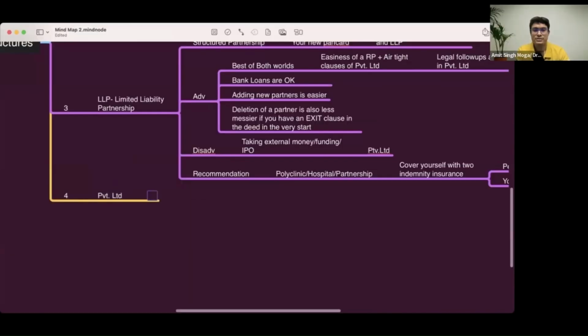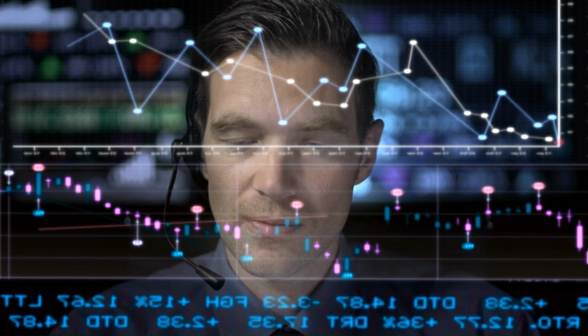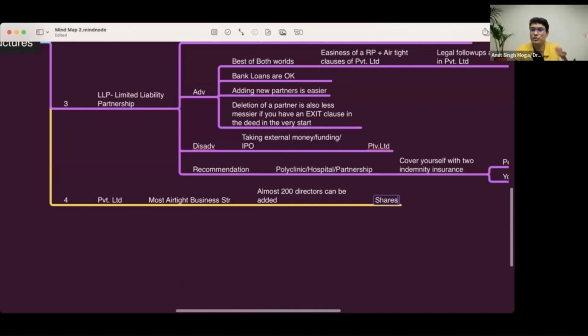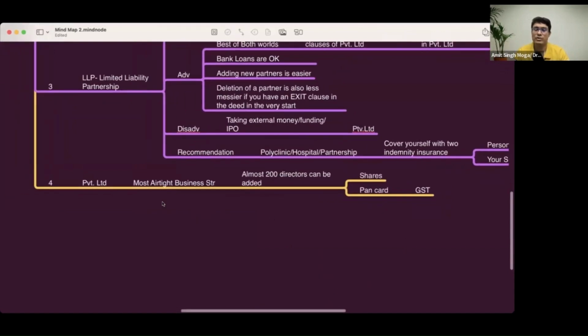Is your private limited, right? Private limited is the most airtight business structure. It gives you, I know, a maximum of 200 partners or directors that can be added. And it gives you shares of your paid up capital, which you can distribute and ask new people to join you. You will get a PAN card in the name of the entity, and you get GST in the name of the entity. Everyone likes that. All organizations, government organizations, when you are dealing with statutory clearances and everything, they like LLP and private limited. So statutory clearances also come into the big picture.